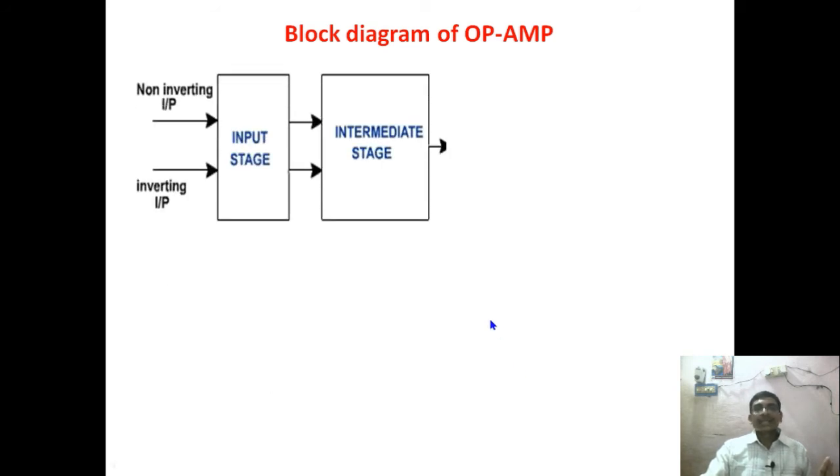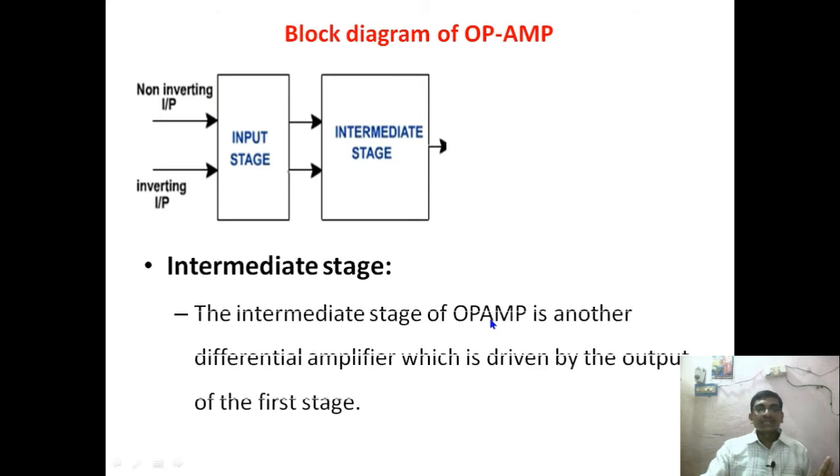The next stage is the intermediate stage. This intermediate stage has another differential amplifier which is driven by the output of the first stage. This is a dual input unbalanced output differential amplifier stage, so it takes two inputs and gives only one output signal.